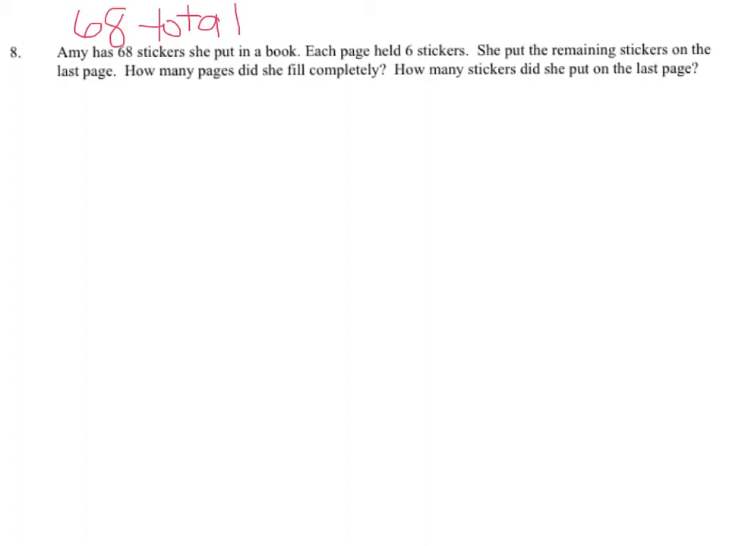Now, let's keep going. Each page held 6 stickers. That means we're going to have 6 groups. And I know that because it says each. Good. She put the remaining stickers on the last page. So if she has remaining stickers, that's where the remainder is going to go. It's going to go on the last page.